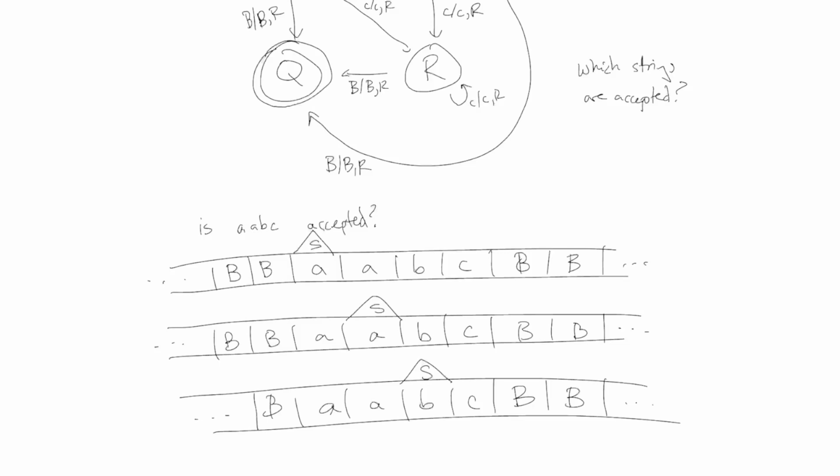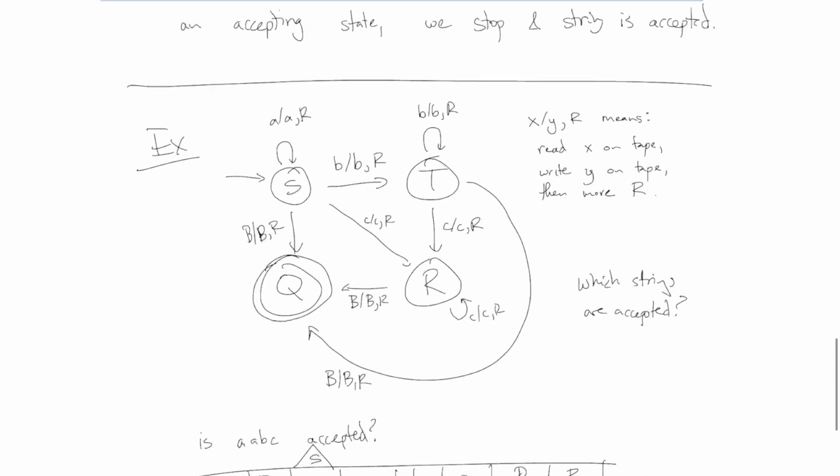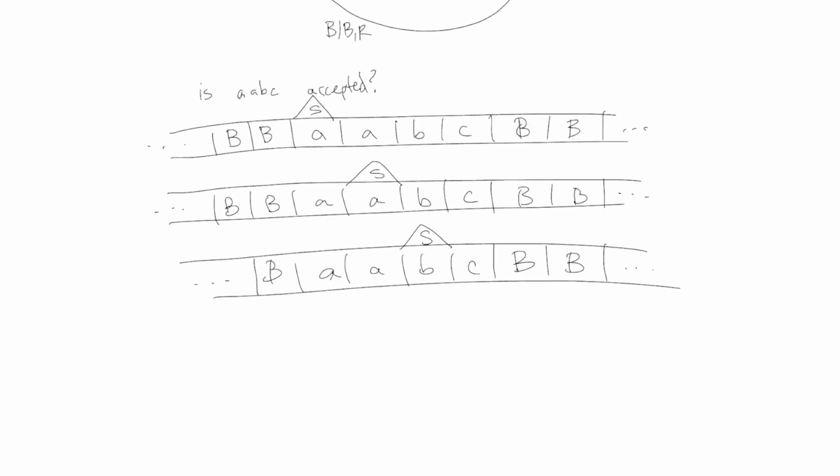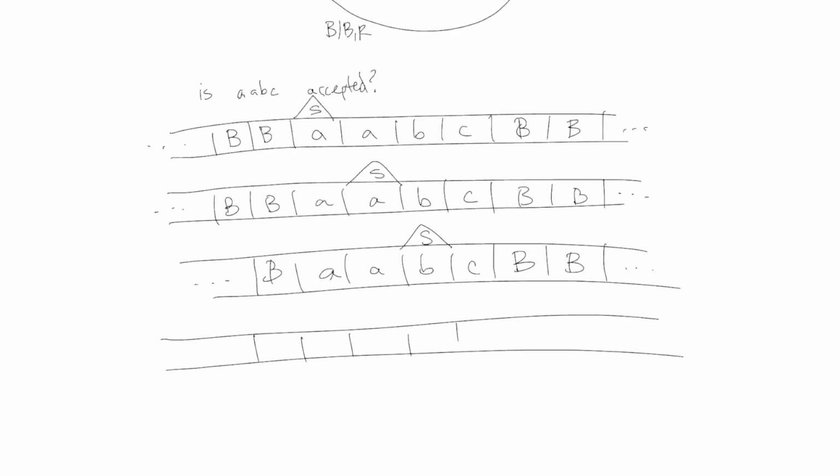All right, what next? Now something a little different happens. I'm in state S, but I read a B. So that's here: in state S, I read a B. It says change it to a B, so it stays as a B, then move to the right and move to state T. So the head moves one to the right. Now it's looking at the C, but it's now in state T.